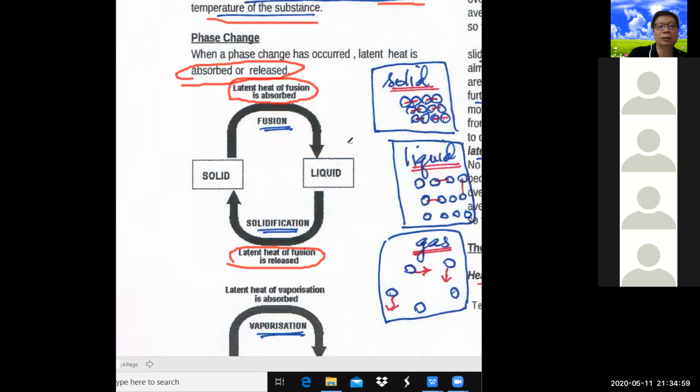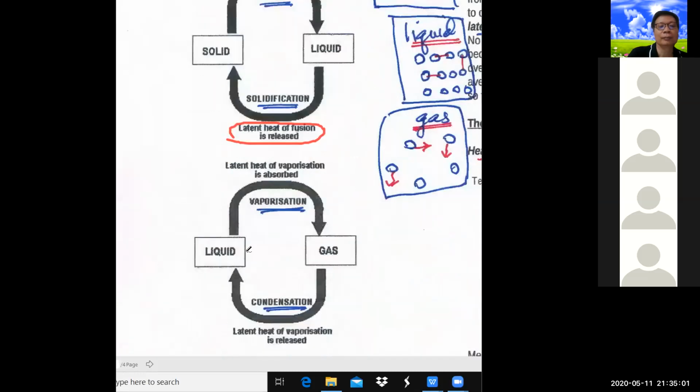Okay, next one. From liquid change to gas, this is vaporization. During this process, latent heat of vaporization is absorbed. It absorbs heat, but the name of the heat is called latent heat of vaporization. I told you just now there are two latent heats, right? One is latent heat of fusion, another one is latent heat of vaporization.